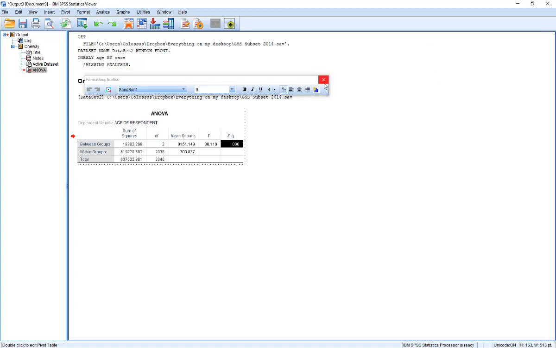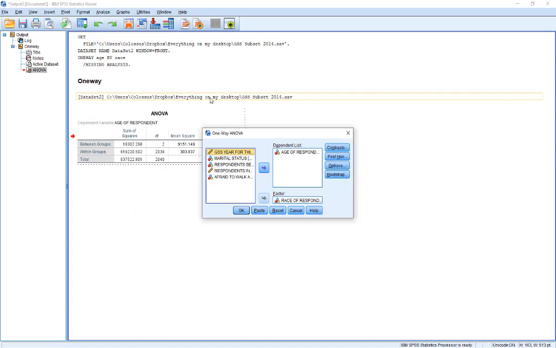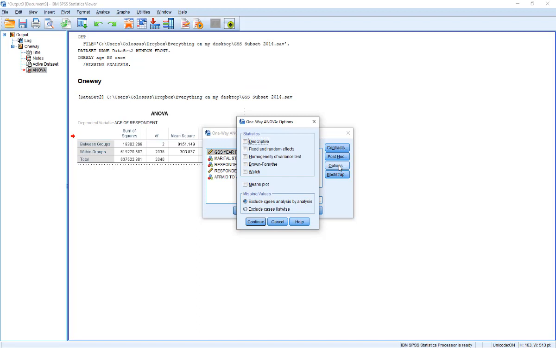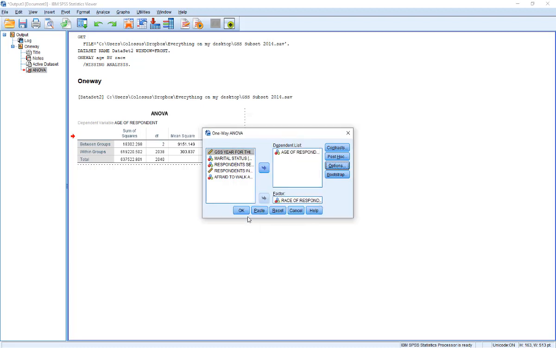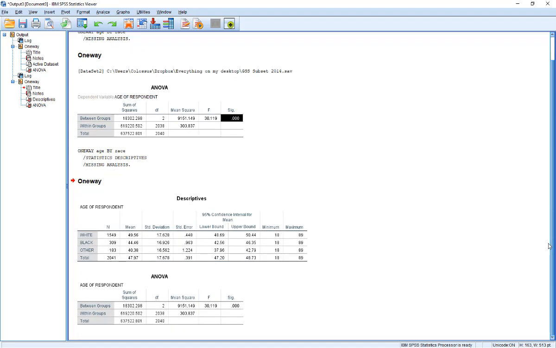So here's what I'm going to do. I'm going to go to Analyze again, back to Compare Means and One-Way ANOVA. Now I'm going to leave the setup here the same with the age and the race. But what I'm going to actually do is go over here where it says Options, and you can see that one of the options right away is Descriptive. Let's select that. Once we do that, let's say Continue, and then OK.